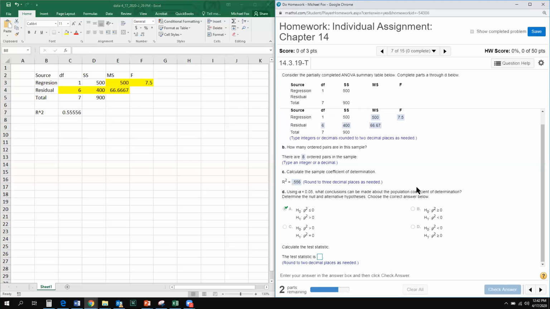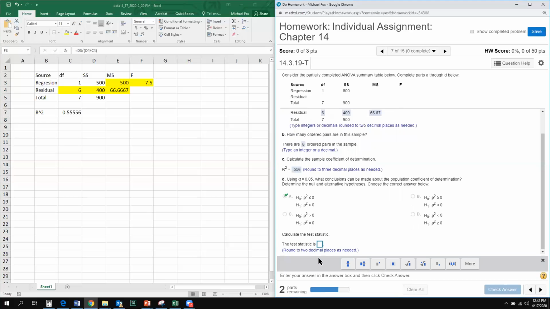All right. Now it wants us to calculate the test statistic, but it's not the t-test, it's actually an F-test statistic. Even though I don't think they go into it very well in the chapter, we're using an F distribution when we're dealing with coefficients of determination and things like that. So this F right here is actually our F test statistic. So we just put that same number in.